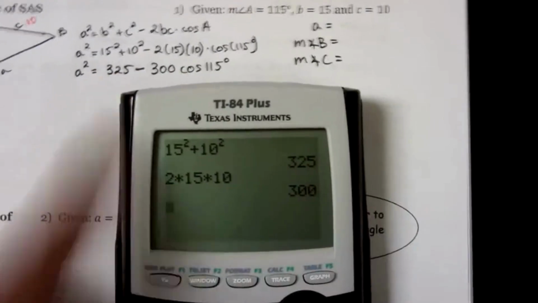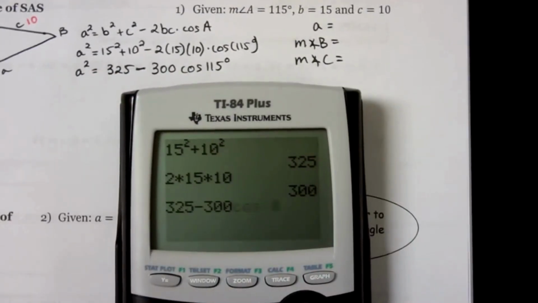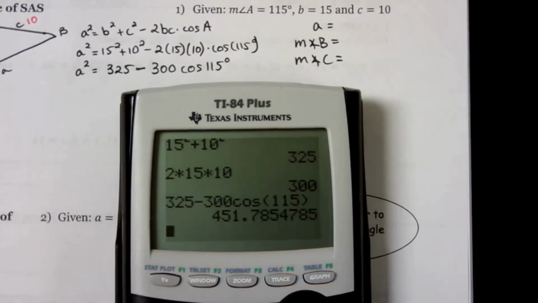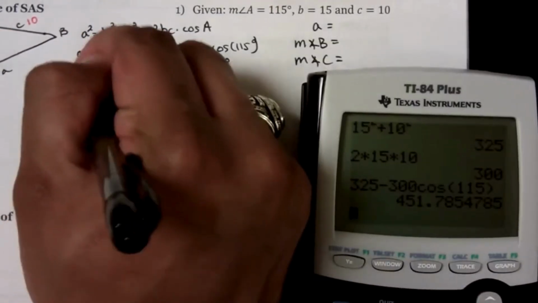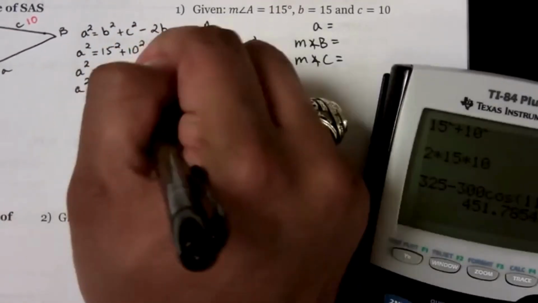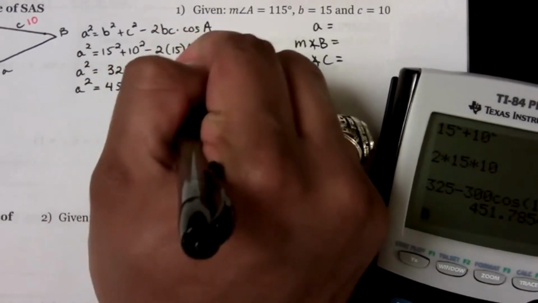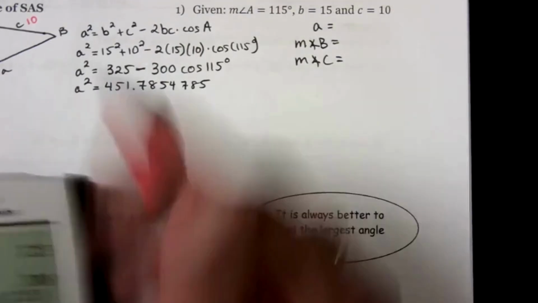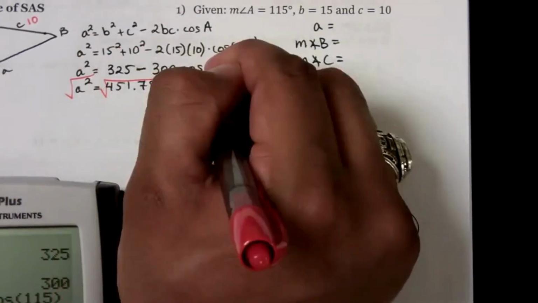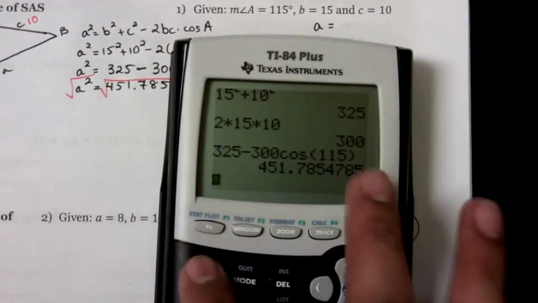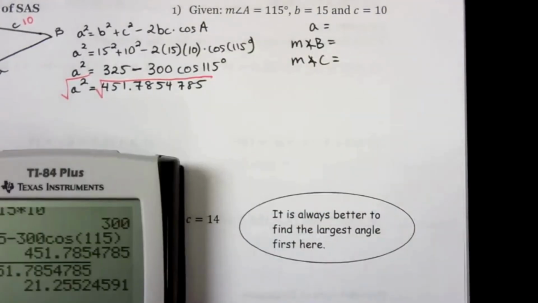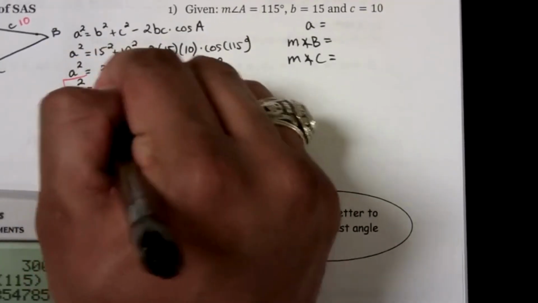So we put that into the calculator, cosine of 115. Now, make sure that you are in degree mode, because if you are not, you will not get the correct answer. So A squared equals 451.785478, and I keep the extra digits so that you don't use the rounded values. So square root both sides. We're going to square root that in the calculator and get that A is 21.255.